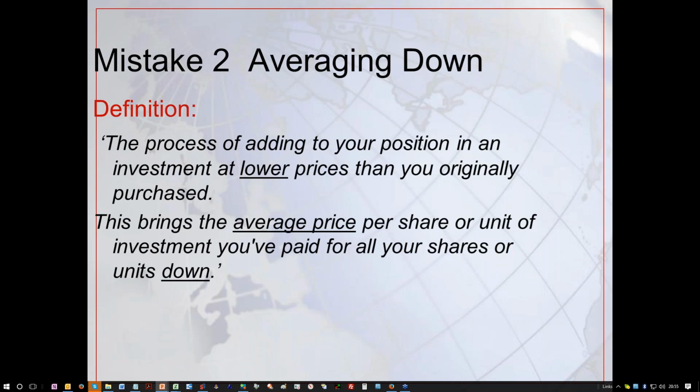Okay, mistake number 2. Have either of you heard of the phrase averaging down? No. Yes. Averaging down is the process of adding to a position that you've already bought some shares, or commodities for that matter, at a lower price than you originally bought them. So the idea is that it brings the average price per share or unit of investment you've paid for all of your shares down.